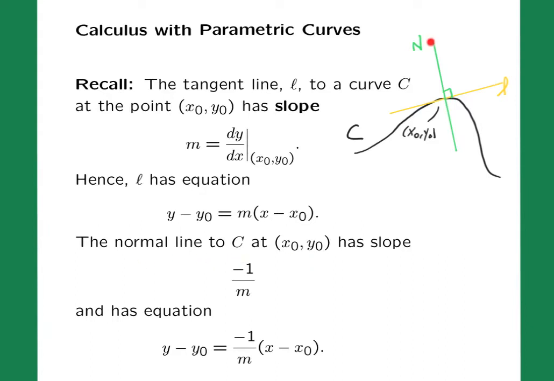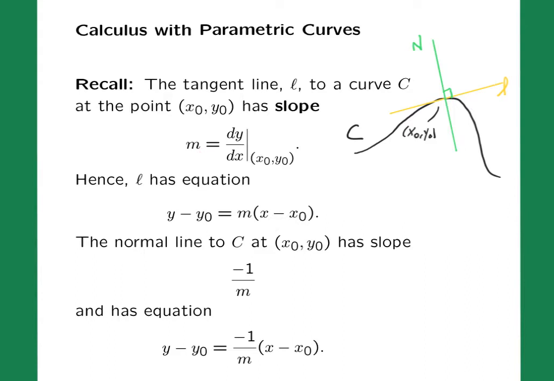What about the normal line to the curve at x naught, y naught? Well, what do we mean by the normal line? The normal line at x naught, y naught is the line that passes through the point x naught, y naught, and that is perpendicular to the tangent line. Because it is perpendicular to the tangent line, its slope is going to equal the negative reciprocal of the slope of our tangent line. So the normal line to C at the point x naught, y naught has slope equal to minus 1 over m, where m was the slope of the tangent line.